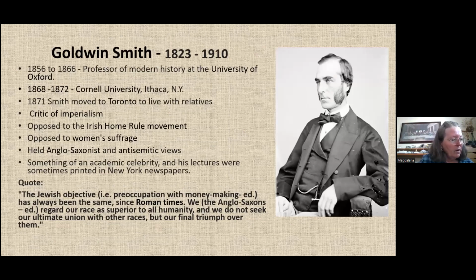Here we have another one, Goldwin Smith, who lived from 1823 to 1910. He was professor of modern history at the University of Oxford. Then he went to Cornell University in Ithaca, New York, teaching there. And then, I didn't want to leave out our Canadians, he moved to Toronto to live with relatives. He was a critic of imperialism.